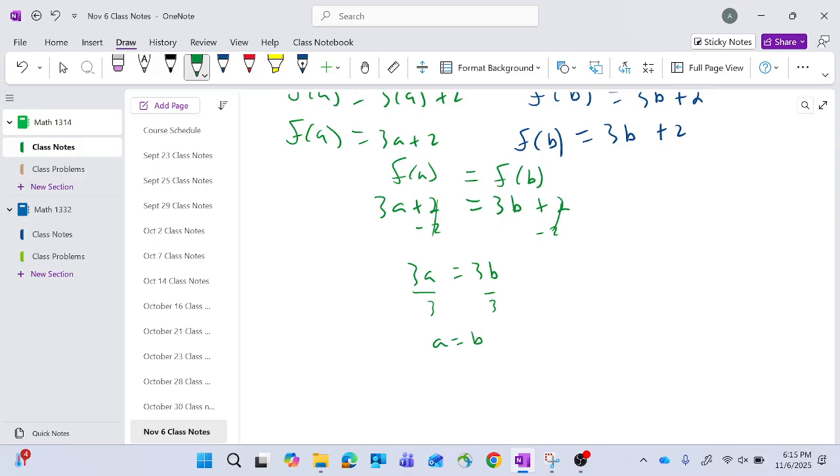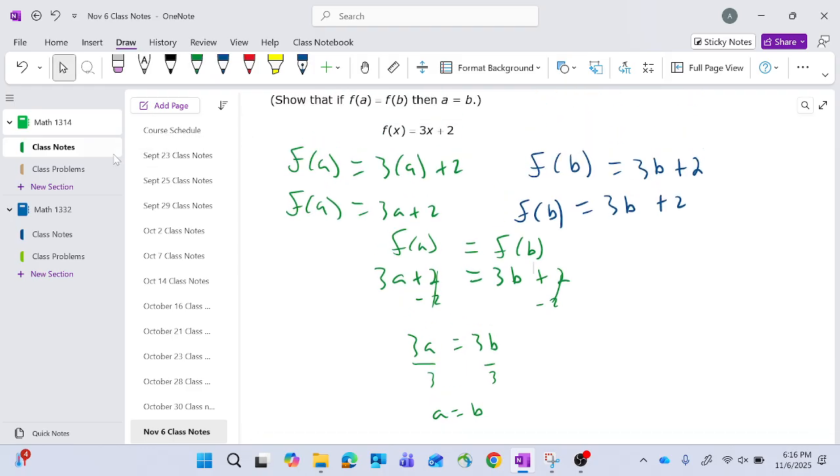Does that make sense, guys? Yes. So essentially, solve f of a, solve f of b, set them equal to each other, and see how a and b relate.